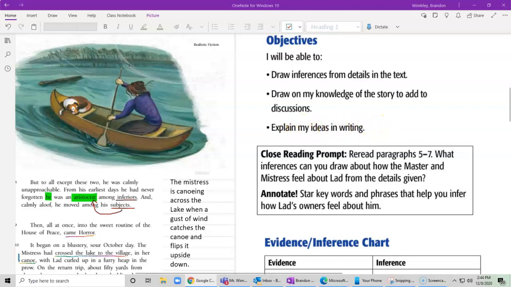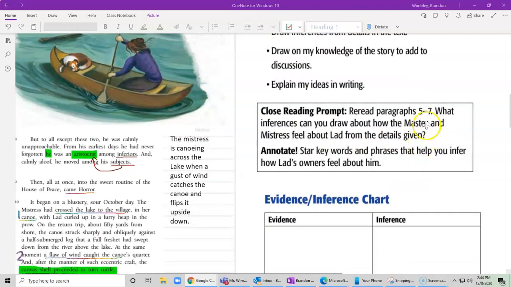So let's begin. Remember, we read this story quiet. It's about a dog's special relationship with his owners, the master and the mistress. Though the story includes many details about how Lad feels about his owners, we the readers kind of have to draw some inferences about how the owners feel about him. So we have this prompt that we're going to look at right here.